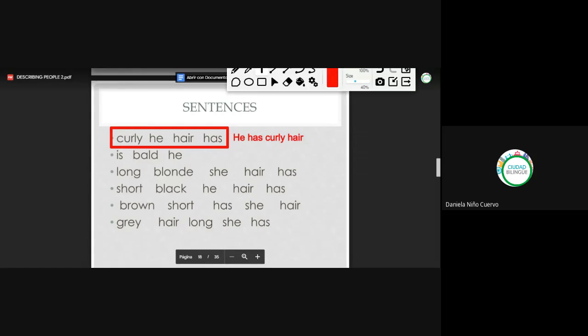Recuerden que en inglés el adjetivo siempre va antes que el sustantivo, ¿sí? Yo digo blue car, carro azul, ¿yes? O big car, carro grande, pero el adjetivo, el que me describe este sustantivo, siempre va antes que el sustantivo, ¿yes? Porque a veces solemos pensar en español y como en español nosotros decimos carro grande, carro azul, primero el sustantivo, en inglés no, ese no es el orden. Yes, so he has curly hair, yes, primero el adjetivo, right?